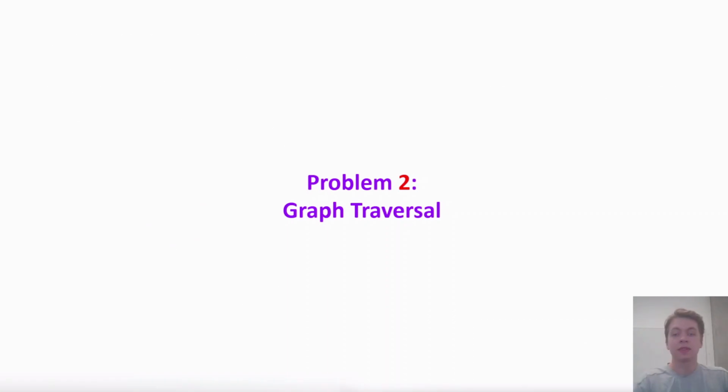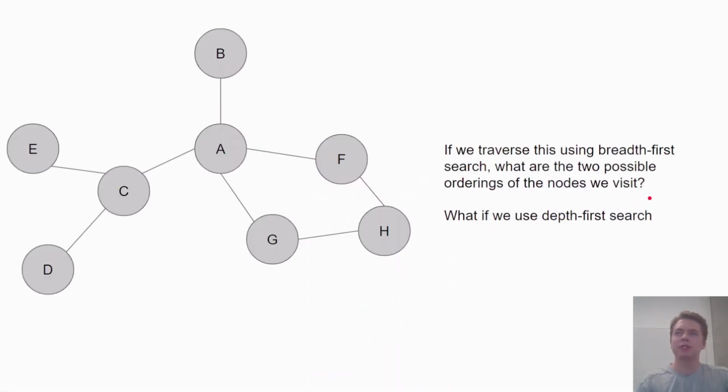Awesome. Now for 2, the problem just asks that if we traverse this graph using BFS starting at A, what are the 2 possible orderings of the nodes that we could end up with once we run the algorithm? And then the second part of this question asked us the same thing, except for if we use DFS rather than BFS. So I'm not going to dive into the individual orderings, but the key concept behind this question is understanding how we can end up with different node orderings, right?